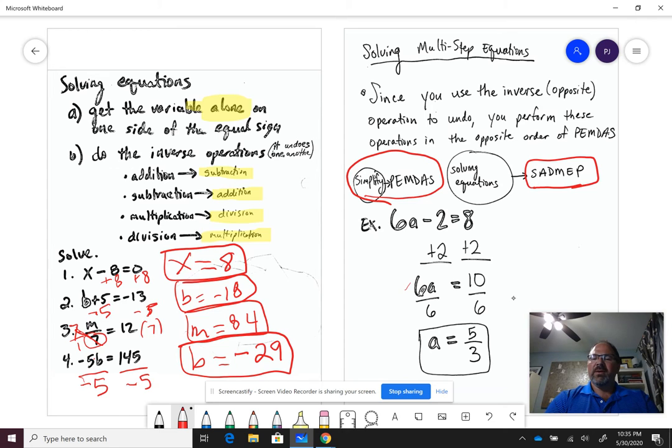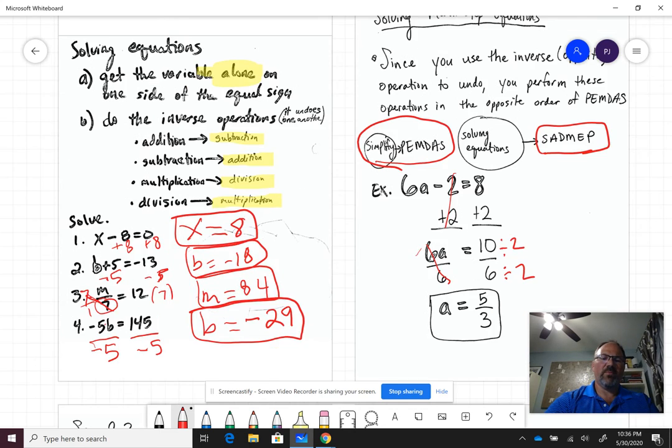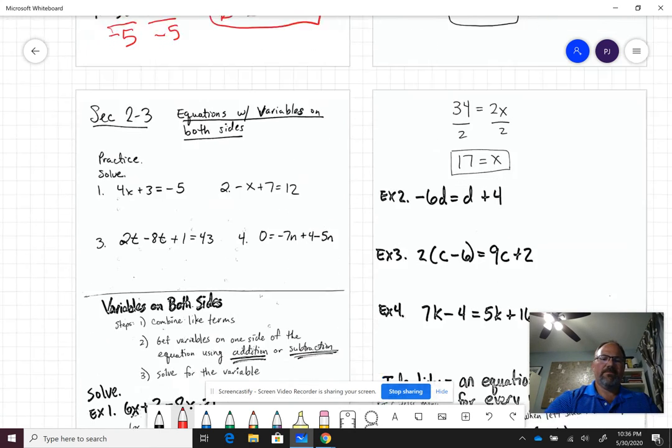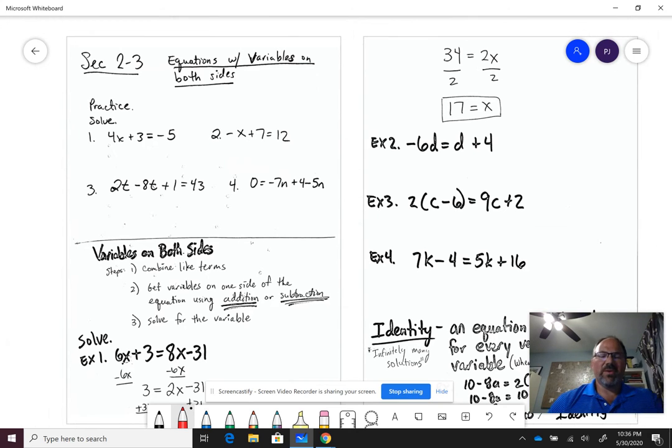So you can see here, first step, add 2 to both sides. The 2's cancel. Then we're going to divide both sides by 6. That way these 6's cancel, and that gets me a by itself. Anytime you're left with a fraction, please make sure you reduce. In this case, they're both divisible by 2, which is why we end up with 5 over 3 for our answer there. So solving multi-step equations, you are going to look to do addition or subtraction first, and then multiplication or division, and going from there.